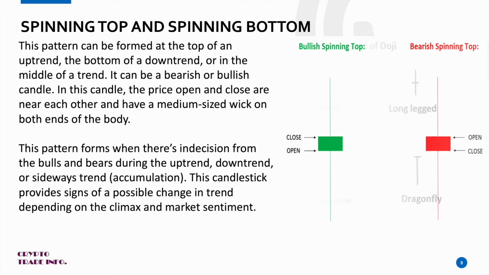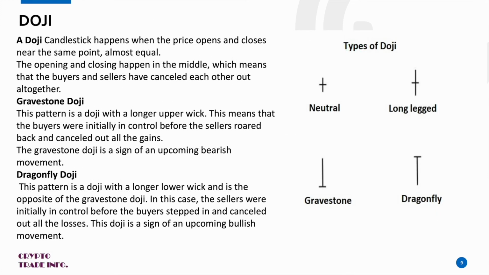The doji. A doji candlestick happens when the price opens and closes at nearly the same spot, almost equal. As you can see in the diagram, this is a neutral doji. This is a long-legged doji. There was movement on the very high side and very low side, and it came back to the middle and closed at the same place or nearly the same place it opened.